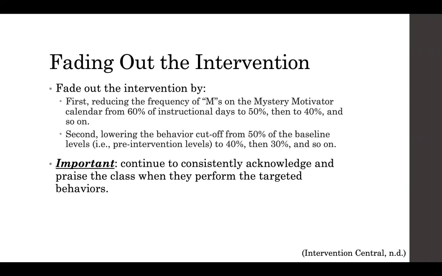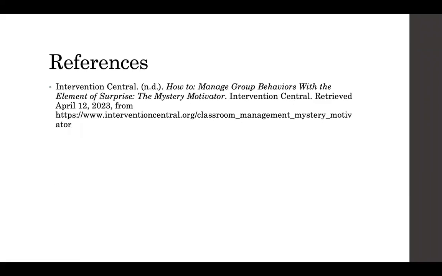Second, lower the behavior cutoff from 50% of the baseline levels or the pre-intervention levels to 40%, then to 30%, and so on. Something that's really important that I want to point out is while fading the intervention, continue to consistently acknowledge and praise the class when they perform the targeted behaviors to ensure the behaviors are locked in.